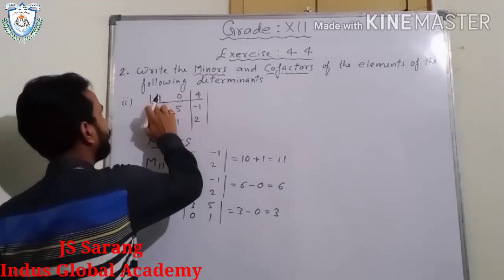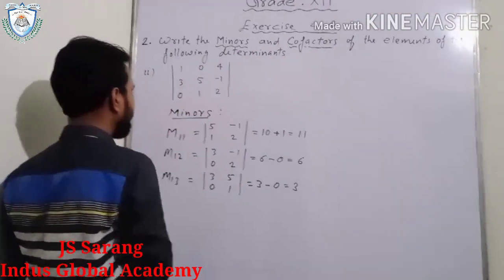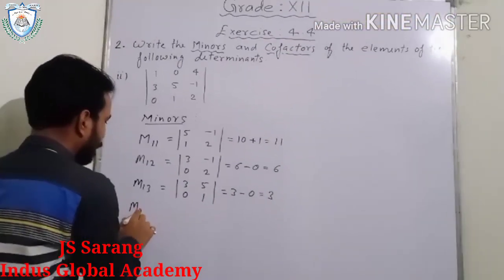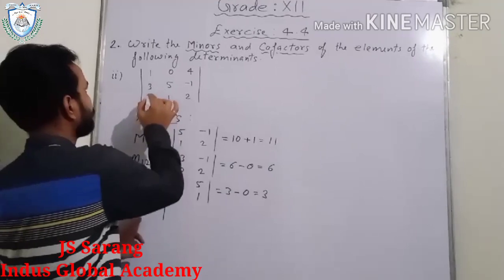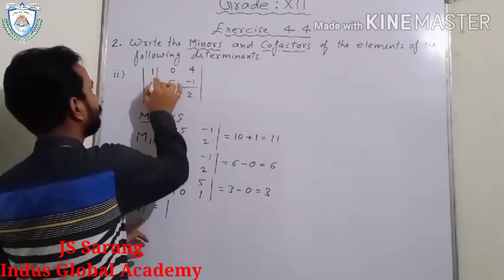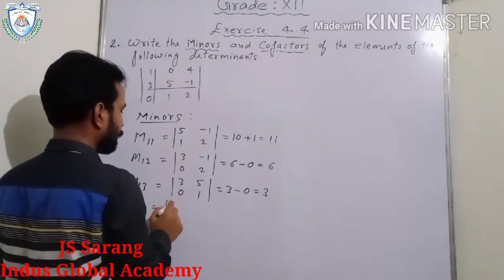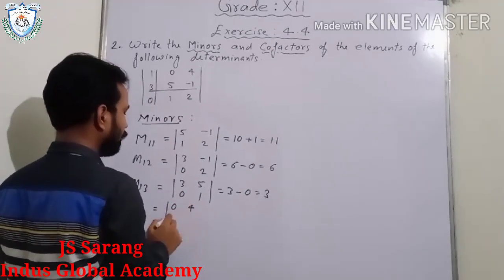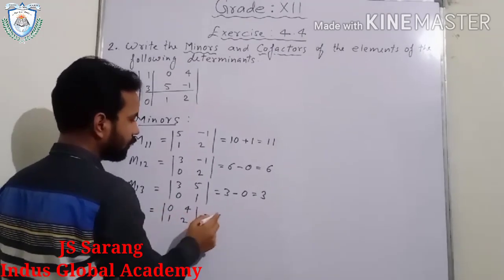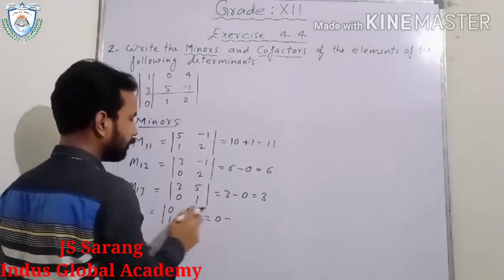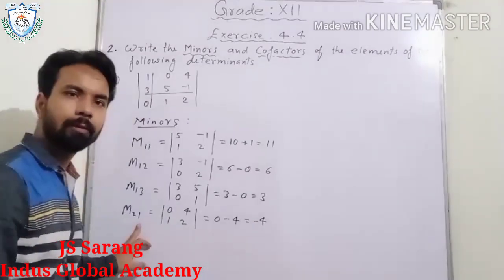Now we will have to find the minors of the second row. Second row means M21. M21 means second row first column. So what is left? 0, 4, 1 and 2. Solve it. 0 into 2, 0. Minus 1 into 4 is 4. So answer is minus 4.